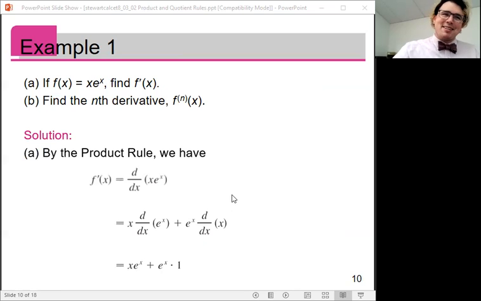Okay, let's put those pieces together. For my derivative, I've got f prime of x equals x e to the x plus e to the x times 1. So I'll go ahead and factor out an e to the power x, and I'll call this quantity x plus 1 all times e to the power x. Just as a matter of convention, I like to put the polynomial part first before the exponentials.